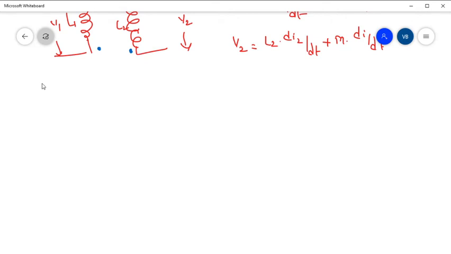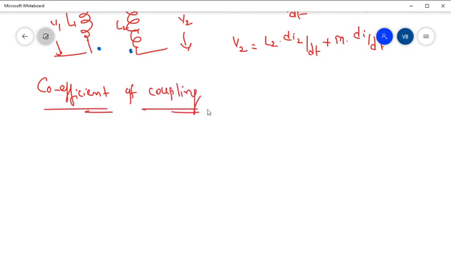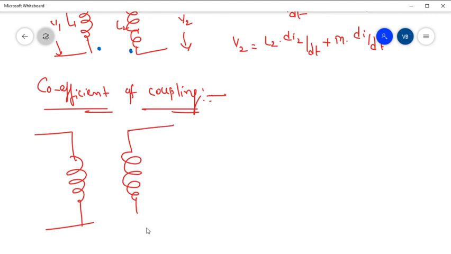Next we'll go for coefficient of coupling. What is meant by coefficient of coupling? So here we take one diagram which has the first coil, and this is the second coil.